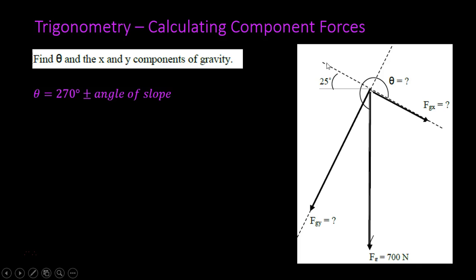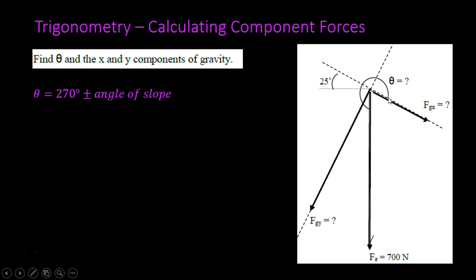Let's look at a problem that involves an object on a sloped surface. When we have a sloped surface, gravity is no longer on the y-axis, and we need to first calculate its directional angle, theta. Here's our formula for doing that. Theta is equal to 270 degrees plus or minus the angle of the slope. We need to go to our force diagram to decide: is it plus or is it minus?